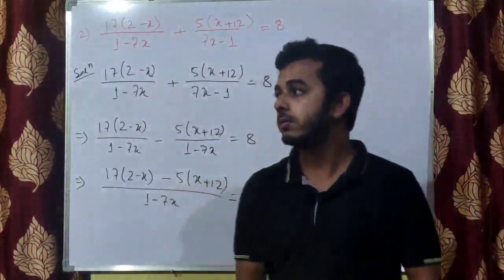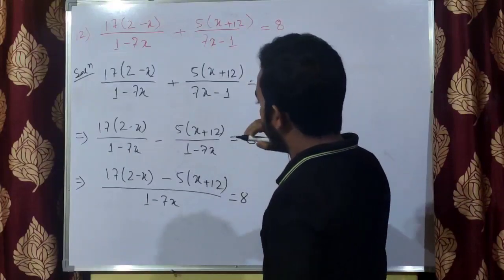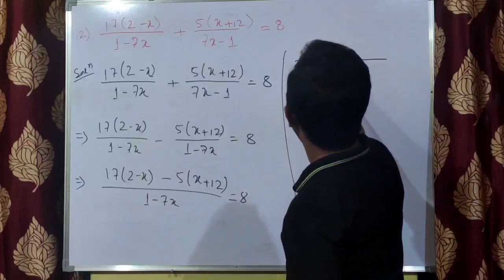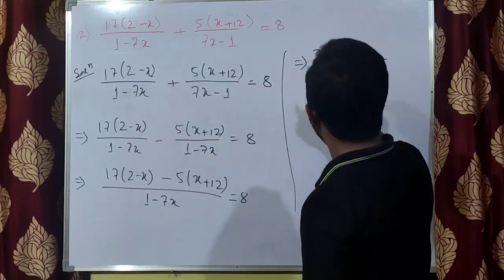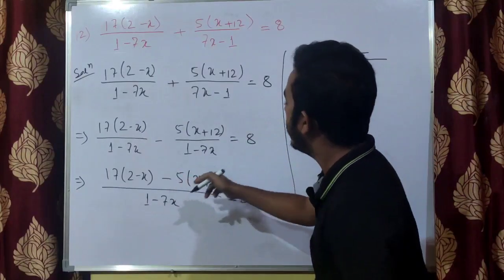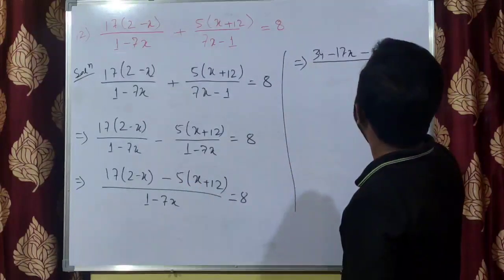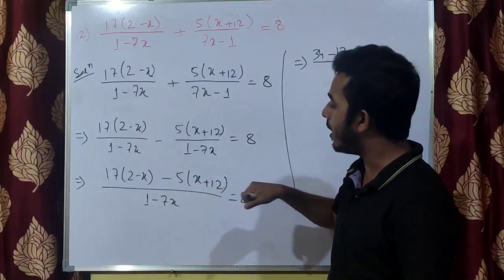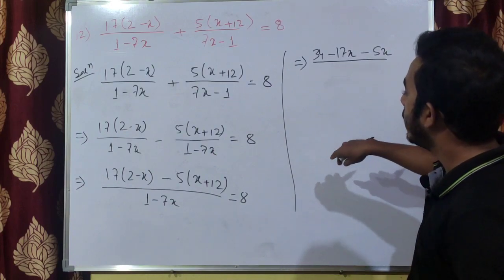After that, 17 into 2 is how much? 17 into 2, 34. 34, then minus 17 into x is what? 17x, right? Then minus this minus sign, minus 5 into x is how much? 5x. Now look, this is minus and this is plus. So minus plus, it will be minus.